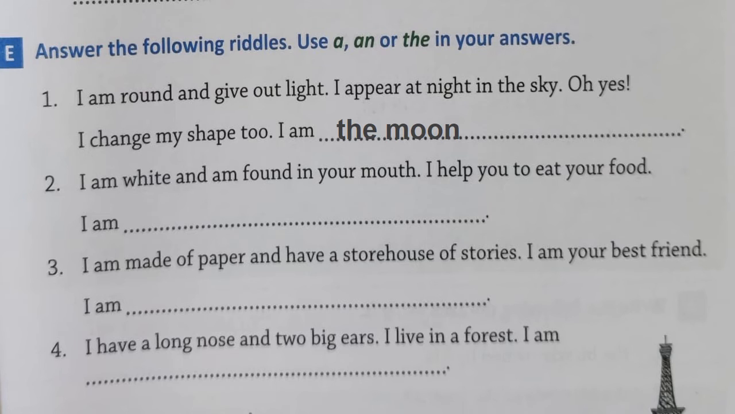Number 2, I am white and I am found in your mouth. I help you to eat your food. I am a tooth. Right? Your teeth help you to eat. So, your teeth are very important. Number 3, I am made of paper and have a storehouse of stories. I am your best friend. Who am I? A storybook.